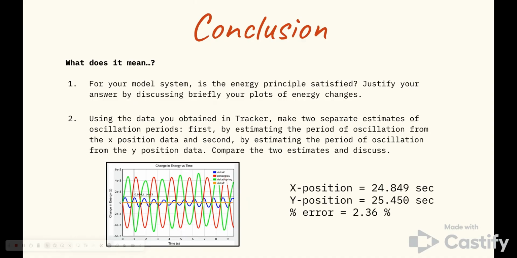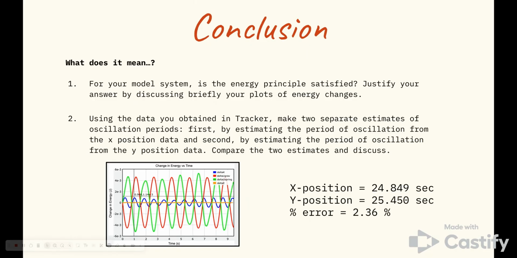For the what-does-it-mean questions, you can see that the energy principle is satisfied because the delta total energy stays constant throughout, meaning that the energy is conserved throughout the experiment. For the period of oscillation, for the x position it's 24.849, and for the y position it was 25.450, and the percent error was 2.36%.